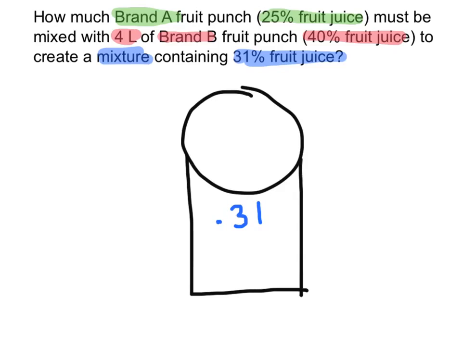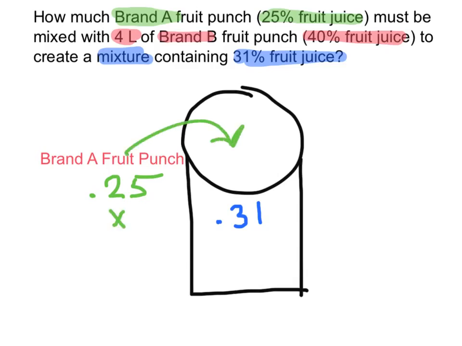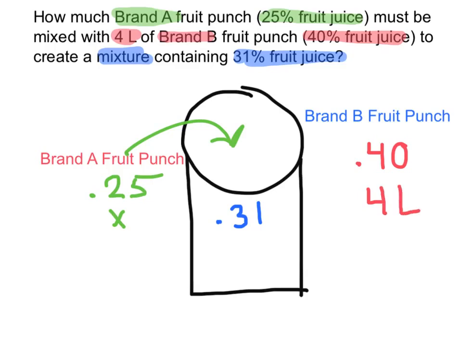From our problem, it also tells us that this mixture is made by combining brand A and brand B fruit juice. Our brand A fruit juice contains 0.25 or 25% fruit juice, but we do not know the amount, so we're going to put X down for its amount. We also know that our brand B fruit juice contains 0.4 or 0.40 fruit juice, or 40% fruit juice. And we know the amount for that is going to be 4 liters.